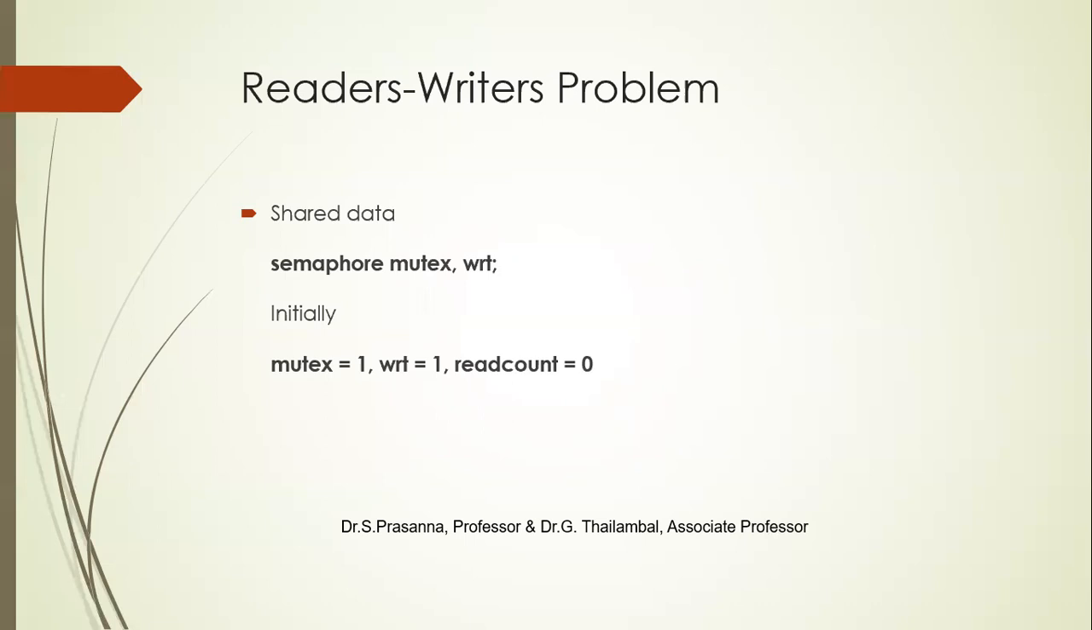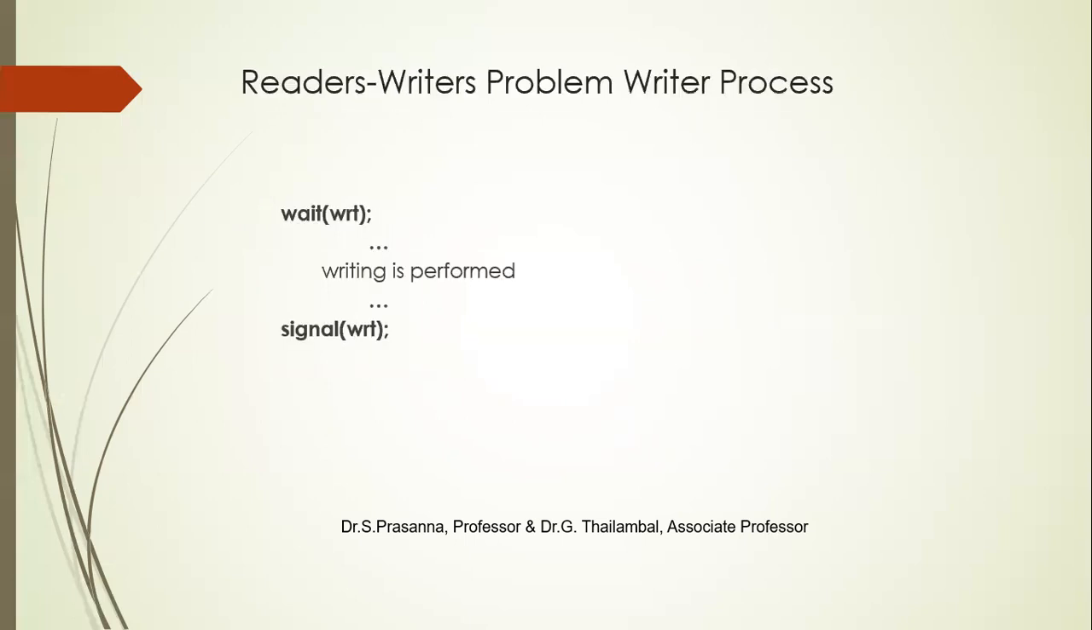And what is the readers-writers problem? Here we are going to use WRT as a variable for writing, and read count is the variable used for reading. Whenever a reader is reading the material, the writer cannot update the information. Whenever the writer is updating the material, the reader cannot read. For that, wait and signal are used here as a semaphore.